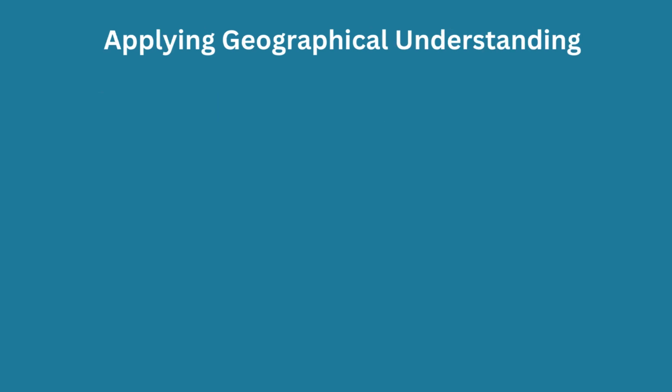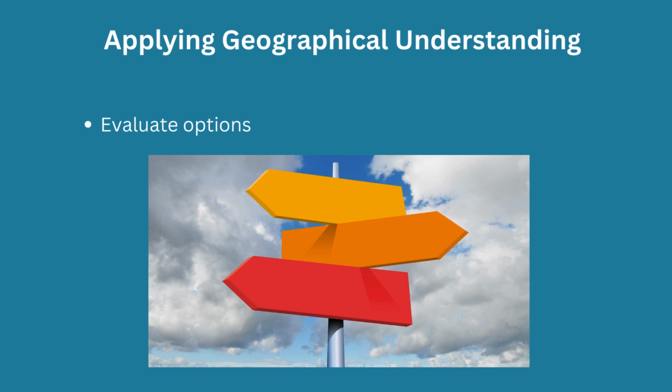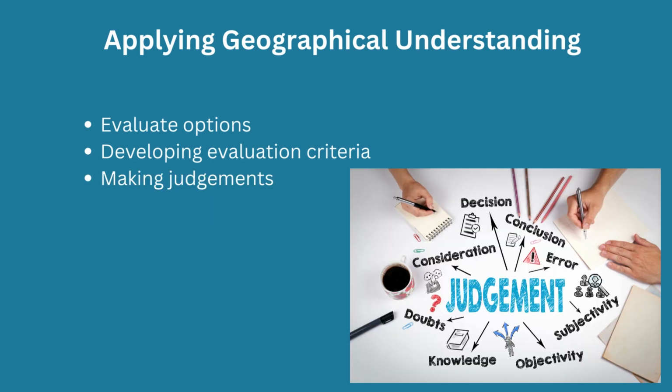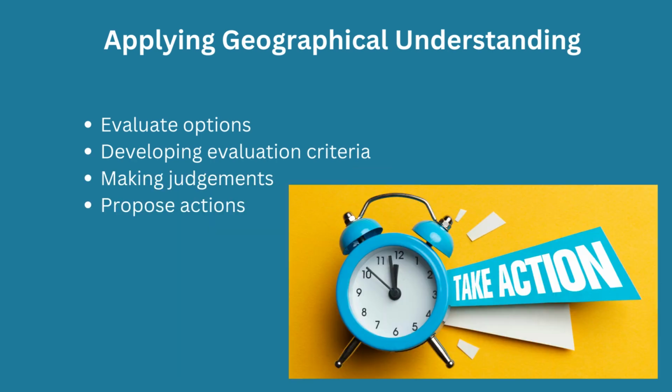After students have acquired and processed their geographical information, they need to start applying their geographical understanding. Students will need to evaluate different options or responses that have been investigated as part of their geographical inquiry. To do this, they should develop a set of criteria that take into account environmental, social, and economic considerations. Students should then make a judgment about the options they have identified.